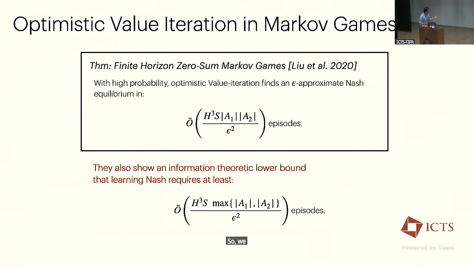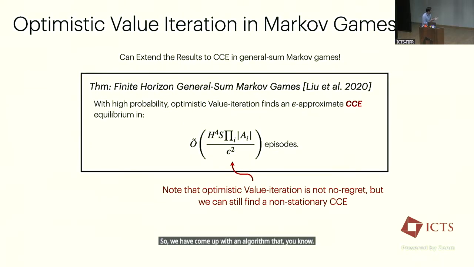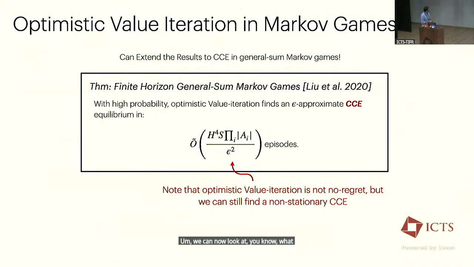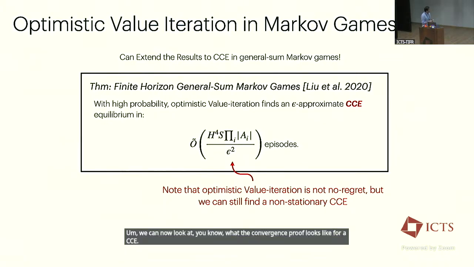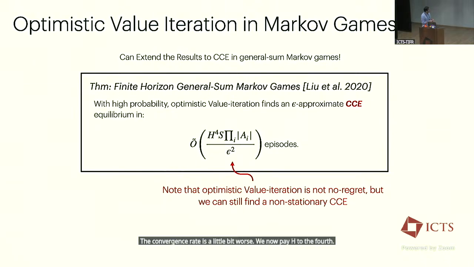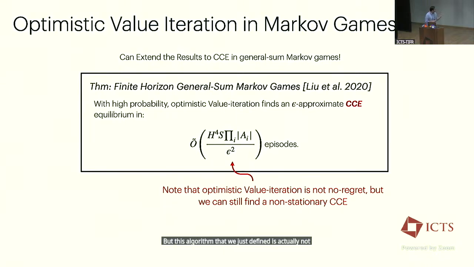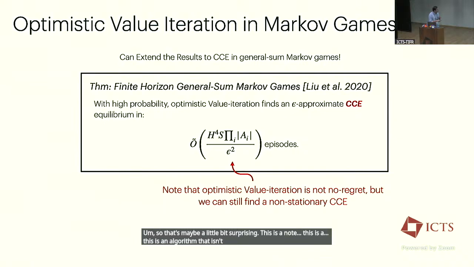So we have come up with an algorithm that actually explores the Markov game. We can now look at what the convergence proof looks like for a CCE. The convergence rate is a little bit worse. We now pay H to the 4th and the product of all of the action spaces of all of the agents. I should mention that this is now computing an epsilon approximate CCE of the Markov game, but this algorithm that we just defined is actually not a no-regret algorithm. So that's maybe a little bit surprising. This is an algorithm that isn't no regret, but that is outputting a non-stationary CCE for this game.